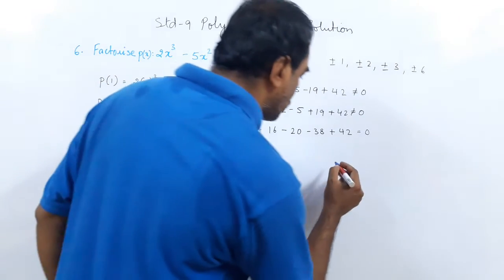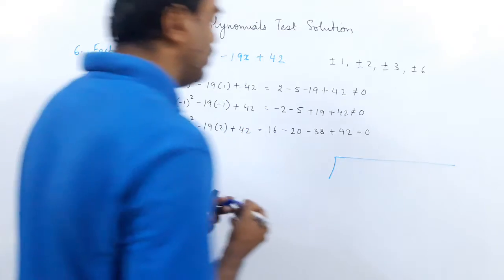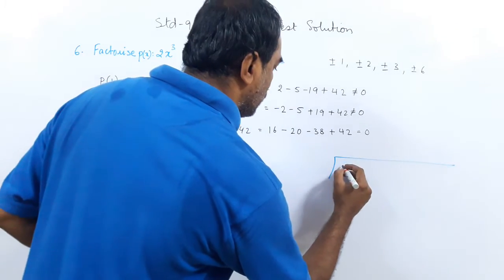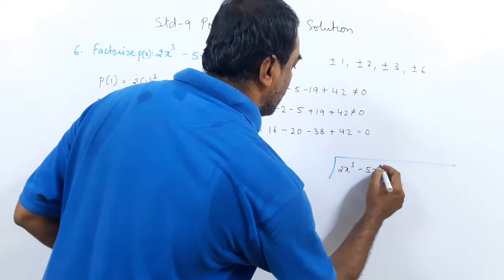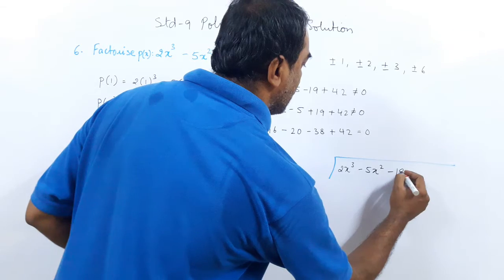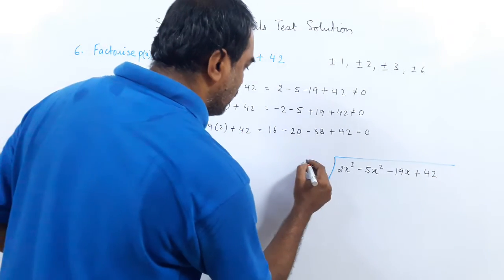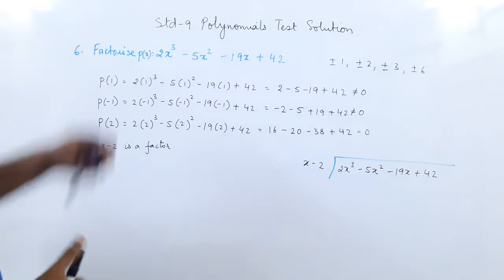So what will we do? We will do the division. We will divide 2x cube minus 5x square minus 19x plus 42 with x minus 2. So this is a cubic polynomial.